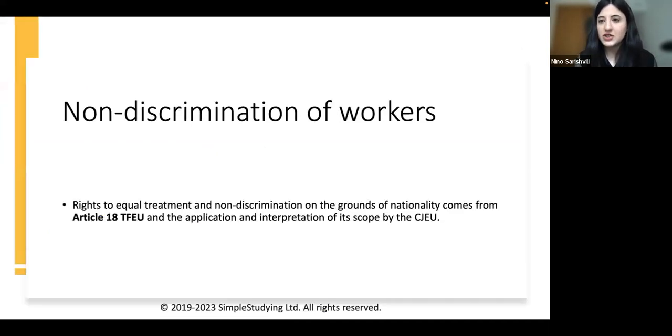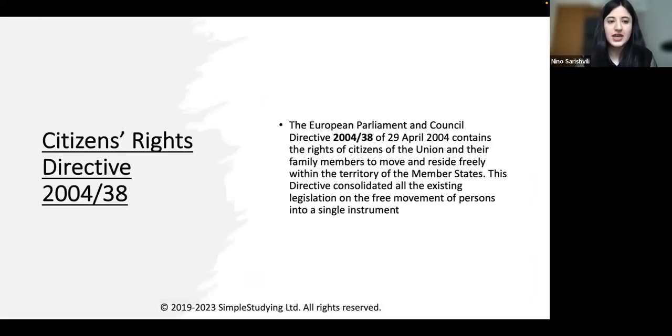Also, non-discrimination of workers. The right to equal treatment and non-discrimination on the grounds of nationality comes from Article 18 and the application and interpretation of its scope by the CJEU. Therefore, even the non-discrimination of workers provision is in the Treaty on the Functioning of the European Union, Article 18. It should be mentioned there.